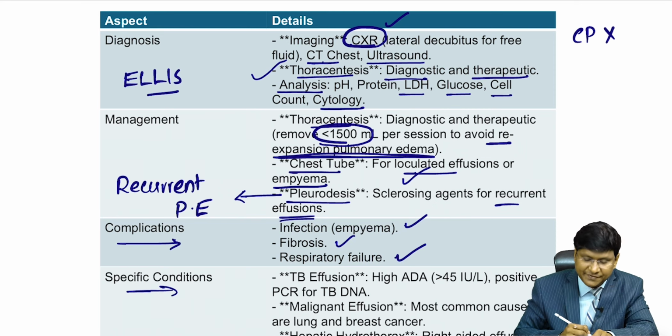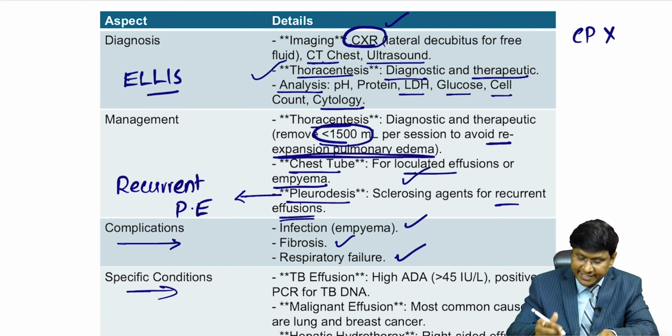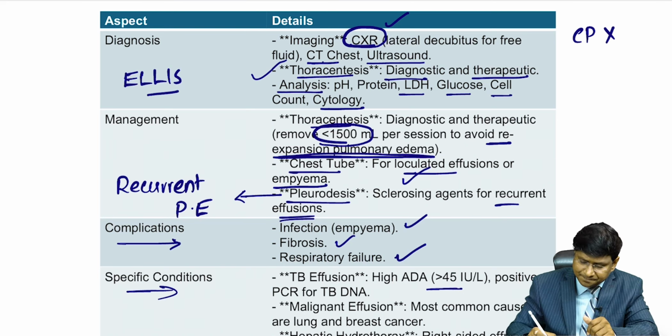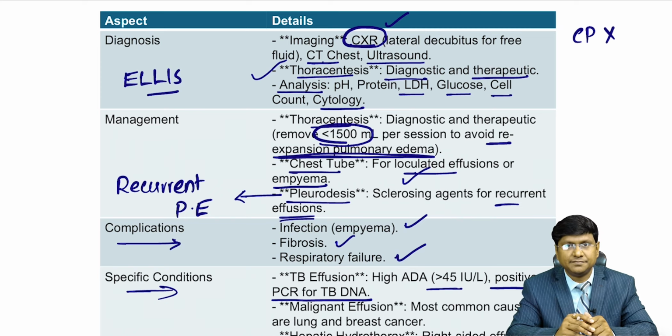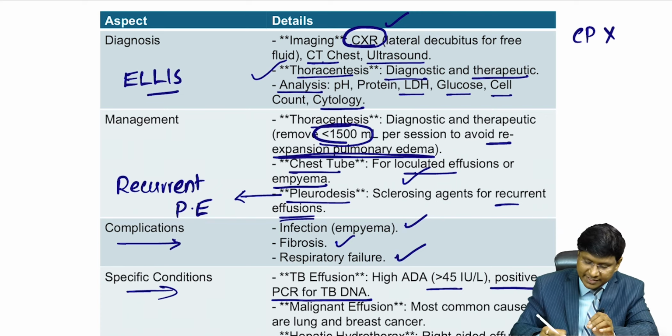And if you take the specific conditions, how will you diagnose the tuberculous pleural effusion? You need to estimate the levels of the ADA, that is adenosine deaminase levels. The adenosine deaminase level will be more than 45 international units per liter. And next important is the PCR, so positive PCR for tubercular DNA. So this will be the method by which you can diagnose the TB effusion.